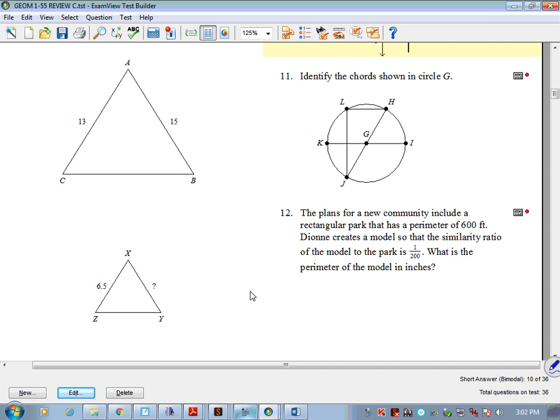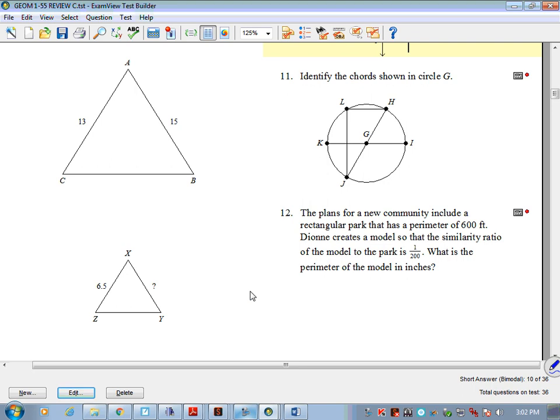Number 11 comes from lesson 43, chords, secants, and tangents. Here, because it's asking us to identify the chords, we need to know the definition of a chord. This would really be part of your answer: a chord is a line segment whose endpoints are on the circle. So we're looking for endpoints on the circle.